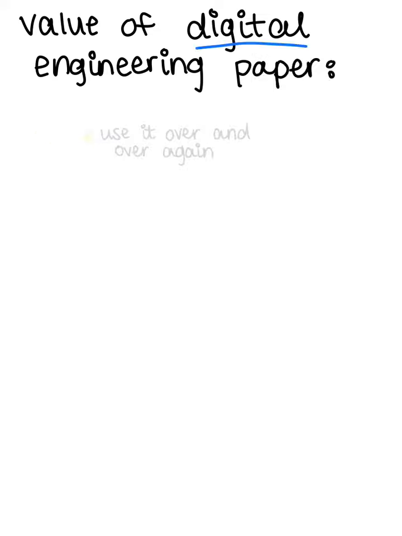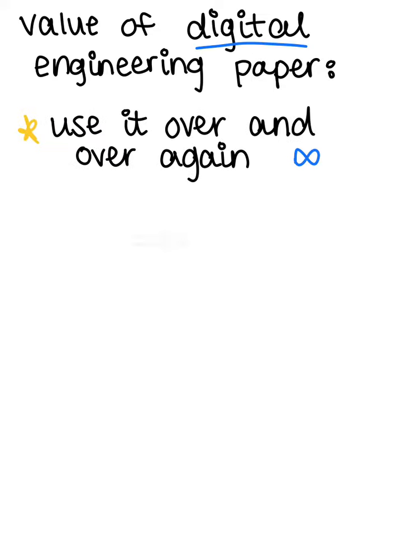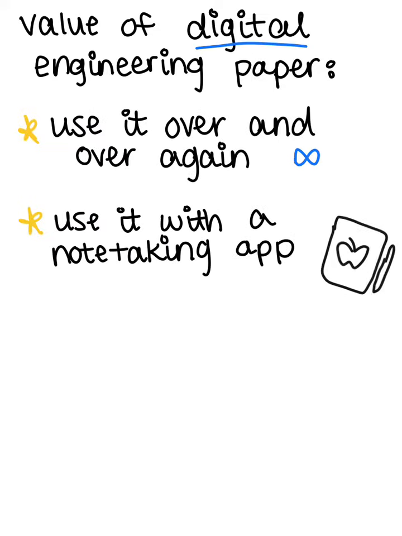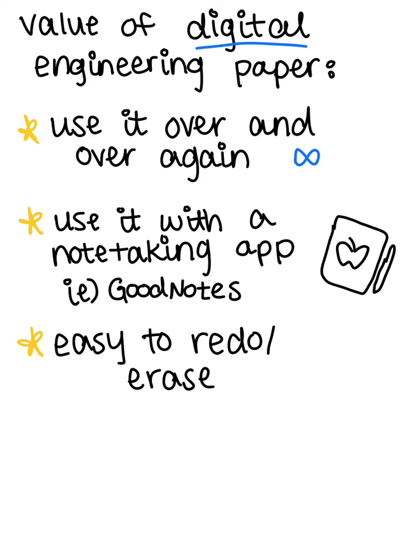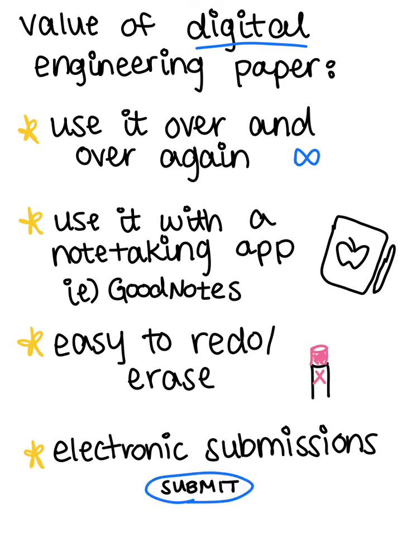I think there's a lot of value to having digital engineering paper. You're able to use it over and over again. You can also use it with a note-taking app on an iPad or a tablet with an app such as GoodNotes. It's really easy to redo or erase if you're working on homework assignments, and it works well for electronic submissions rather than having to scan paper copies of all of your homework.